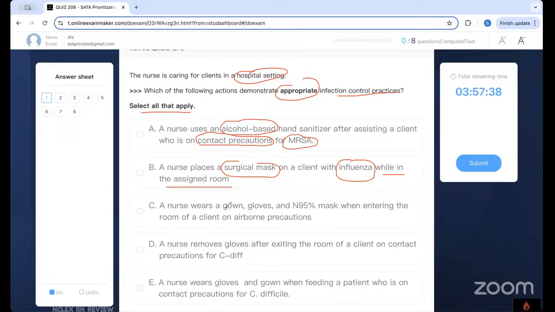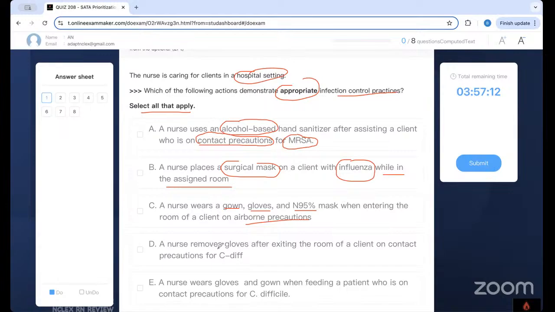And the nurse wears a gown, gloves, N95 mask when entering the room of a client on airborne precaution. Do you think this is appropriate? Bring your infection control knowledge. If you need more content about infection control, check Adapt NCLEX. I have a bunch of free videos. I show you how to answer these questions. They are straightforward, but they can be tricky too.